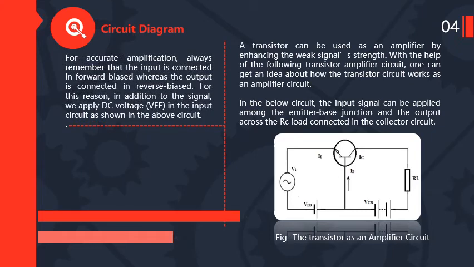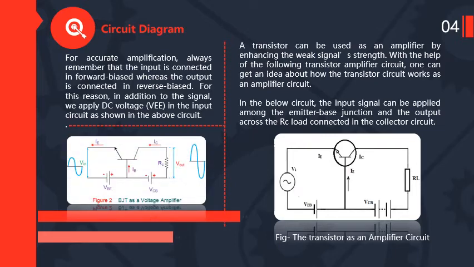For accurate amplification, always remember that the input is connected in forward bias, whereas the output is connected in reverse biased. For this reason, in addition to the signal, we apply DC voltage VEE in the input circuit as shown in the above circuit. So in this circuit diagram, the BJT acts like a voltage amplifier circuit.